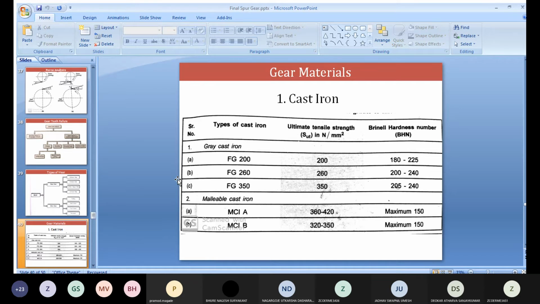So below that, see, these are the cast irons. FG, gray cast iron, 200 is nothing but SUT, and its hardness range is given. All these things are given in the design data book, but if they have asked to write a note on it, you will have to write two of them. Malleable cast iron, MCI, grade A. Again the range is SUT and hardness is given.